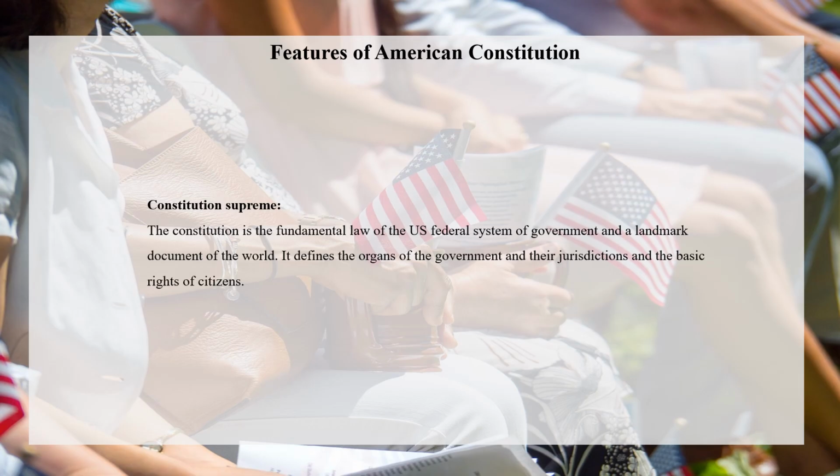Eighth, Constitution Supreme. The Constitution is the fundamental law of the US federal system of government and a landmark document of the world. It defines the organs of the government and their jurisdictions and the basic rights of citizens. This Constitution was adopted at the Philadelphia Convention held in 1787. It came into force in 1789. It's the shortest constitution and contains only 7 articles.